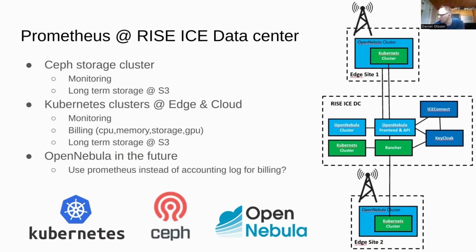And we are using the remote write that Jesus said will be more optimized to send the data for long-term storage to S3, and S3 is actually on the Ceph storage cluster as well. This goes to the data pipeline based on Kafka. And maybe in the future we will use Prometheus to monitor and do the billing of OpenNebula resources. Right now we are using the accounting log for that, but maybe soon we can use Prometheus instead.